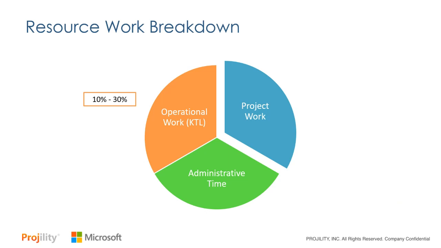The second category of work is what we call administrative time, and that's time people are spending not working at all. They may be doing things like meetings, which is considered work, but maybe they have jury duty, they have time off.